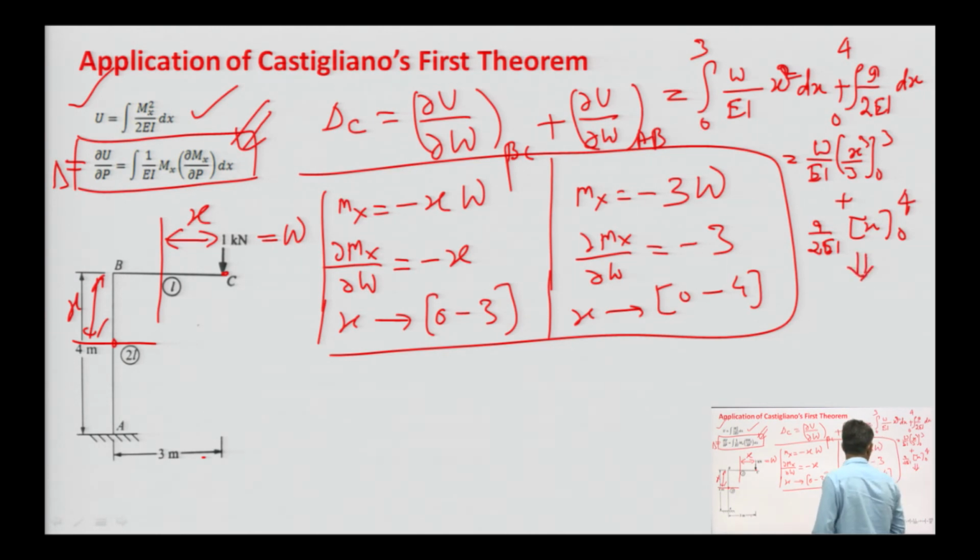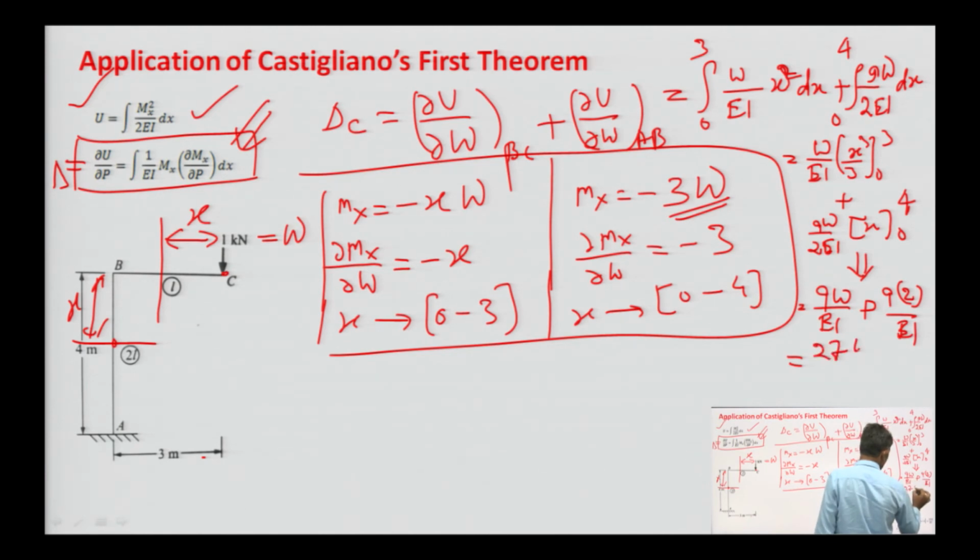What are we getting? We are getting 9 W by E I plus here 9 into 2 upon E I. W will also be here, 3 W. So, what we are getting, 18 and 9, 27 W upon E I. Okay. So, this is the value of delta C.